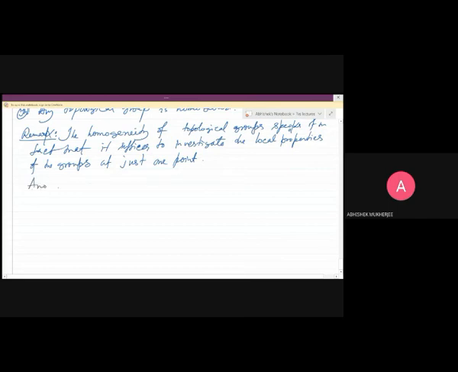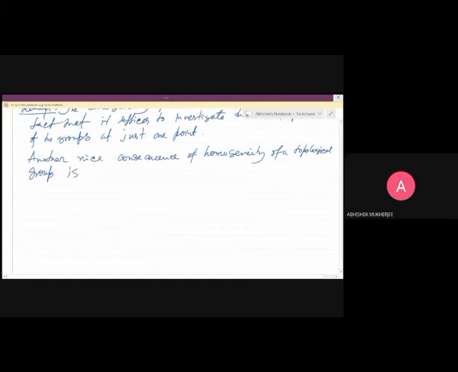Another nice consequence of homogeneity, which I have already told, homogeneity of a topological group, is the following theorem. Let G be a topological group.